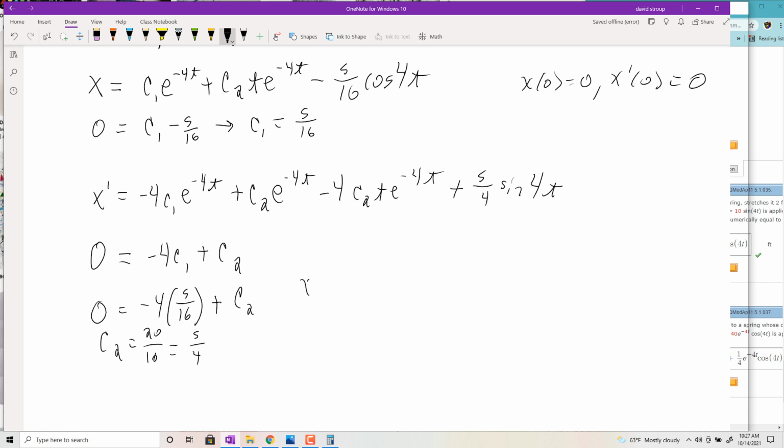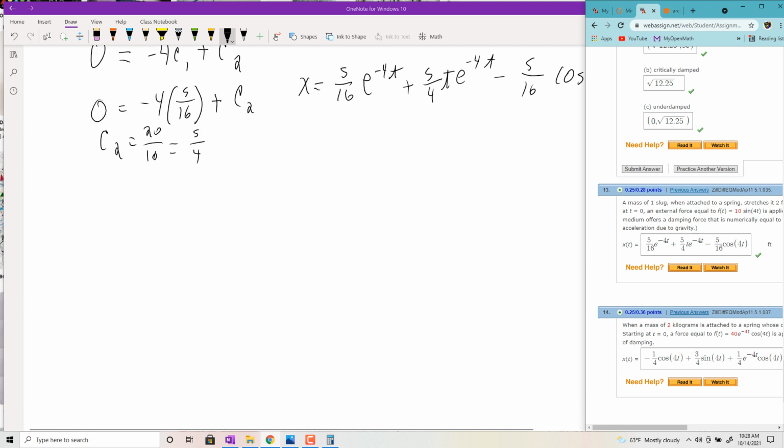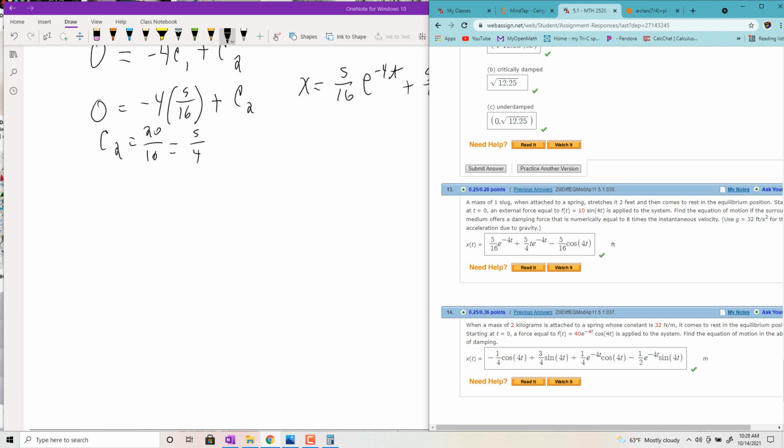Finally, the solution, x of t for motion in this scenario, is going to be 5/16 e to the negative 4t plus 5/4 t e to the negative 4t minus 5/16 cosine of 4t. Great. Let's make sure that's right. Yeah. Okay, so a lot of easy places to make mistakes.